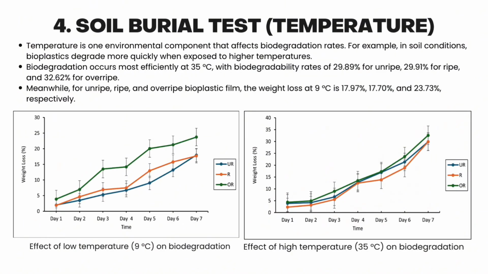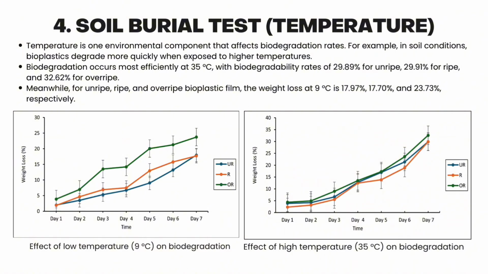Now, let's look at the impact of temperature on the biodegradation of bioplastics. Temperature is a crucial environmental factor that significantly affects how quickly bioplastics break down in soil. In general, higher temperatures accelerate the biodegradation process. In our study, we found that biodegradation occurs most efficiently at 35 degrees Celsius.